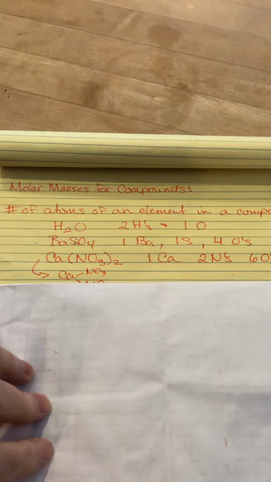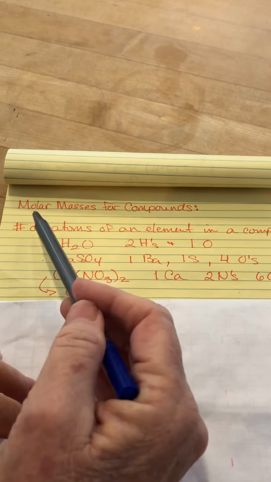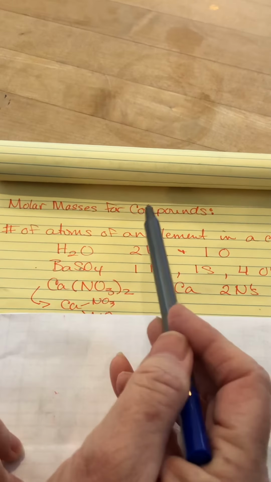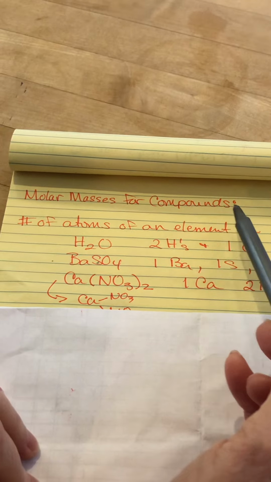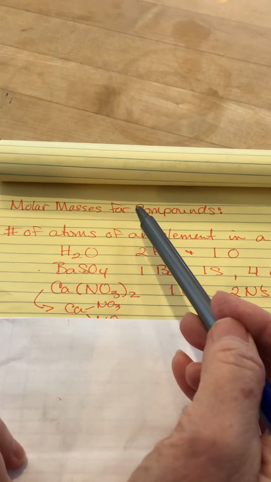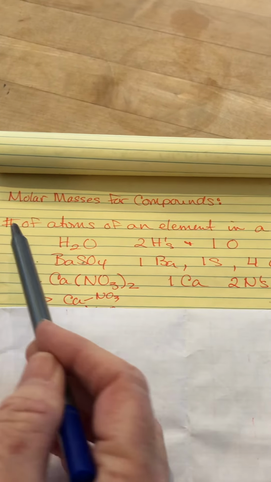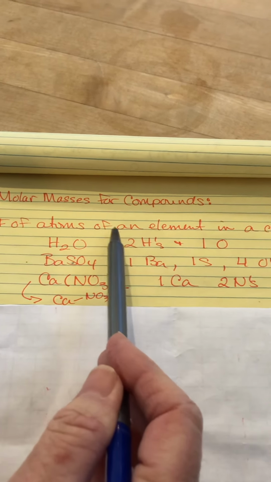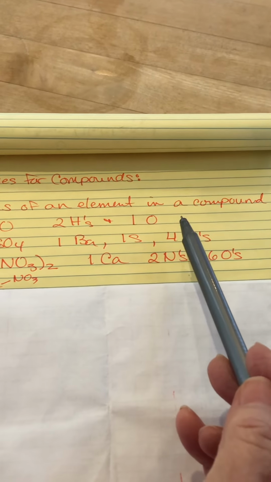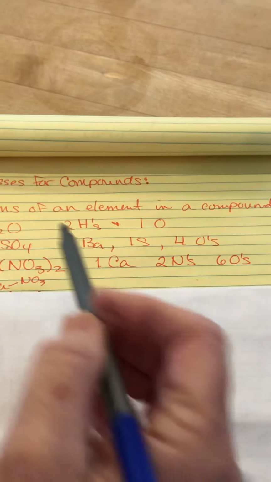Okay. Today we're going to look at molar masses for compounds. You guys reviewed molar masses for elements and formula masses for elements on Thursday. Anyway, so let's talk about the number of atoms of any particular element that you have in a compound. This should also be reviewed, but I figured it's better just to talk about it.